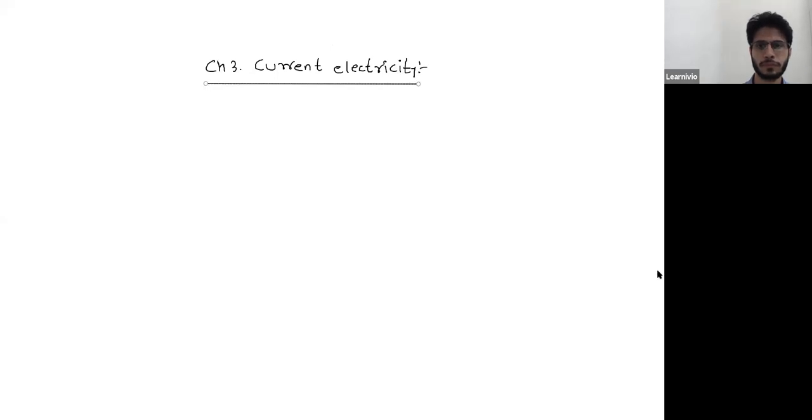So up to last class, we have completed capacitors and the circuits of resistor as well. Now let's start with chapter number 3, that's current electricity. So let's start with the introduction of electric current.